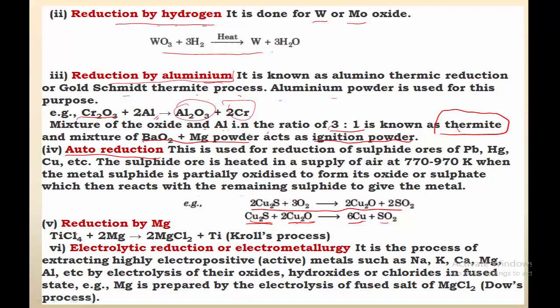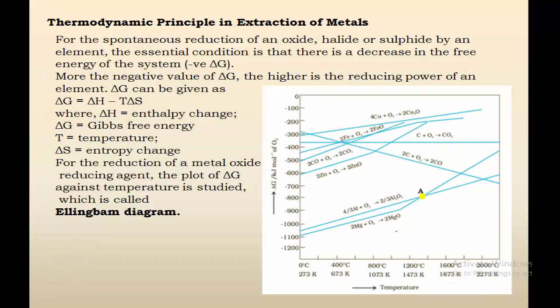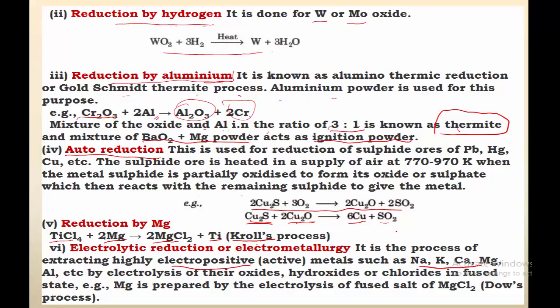And reduction by Mg. So remember, TiCl4, titanium chloride, when reduced with Mg forms MgCl2 and titanium, and this is known as Kroll's process. Okay, electrolytic reduction or electrometallurgy is used only for the metals which are highly electropositive like sodium, potassium, calcium, magnesium. Okay, so these are certain reduction processes.